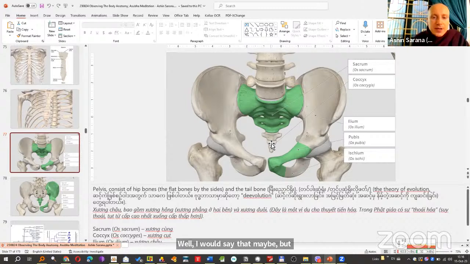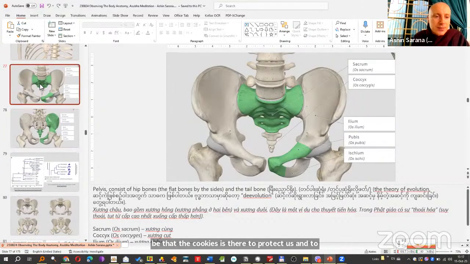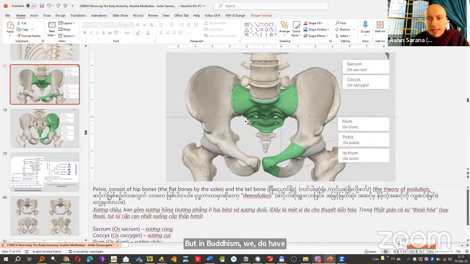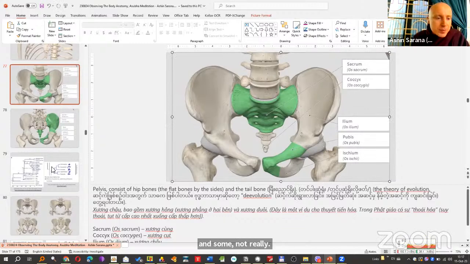Maybe it's there to protect the remaining bones. Because when you fall on your bum, it's really the coccyx that goes first, and nothing else. So the coccyx actually protects all of the pelvis and basically the rest of the body. So could it be that the coccyx is there to protect us, to protect the pelvis, rather than as proof for evolution? Well, in Buddhism, we do have some teachings on evolution, and some not really. That's a little complicated, but we'll be looking at that very soon.